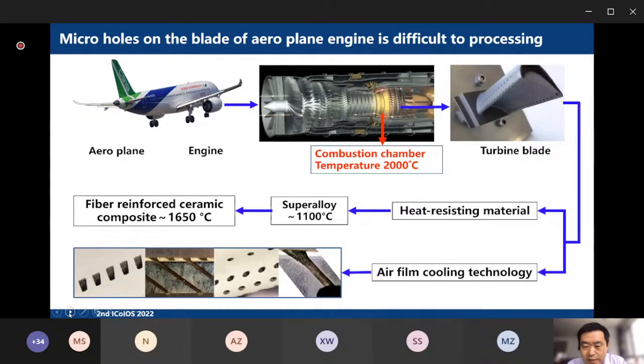So another important technology is air film cooling technology. That means on the blade, there are many microstructures processed. While the turbine blade is working, the air will pass through the micro holes and form an air film to keep the heat away and cool the turbine blade down. So the micro hole processing is very important.